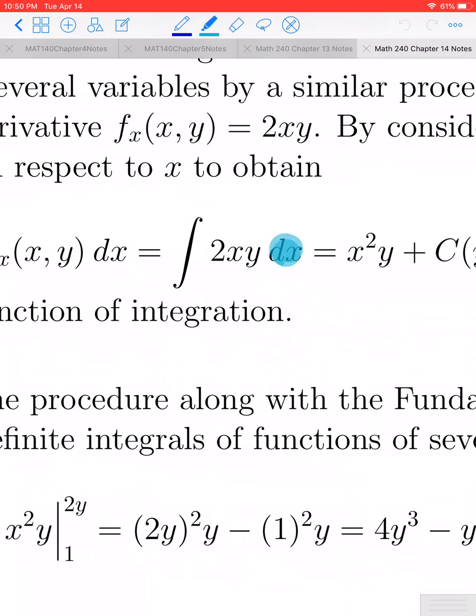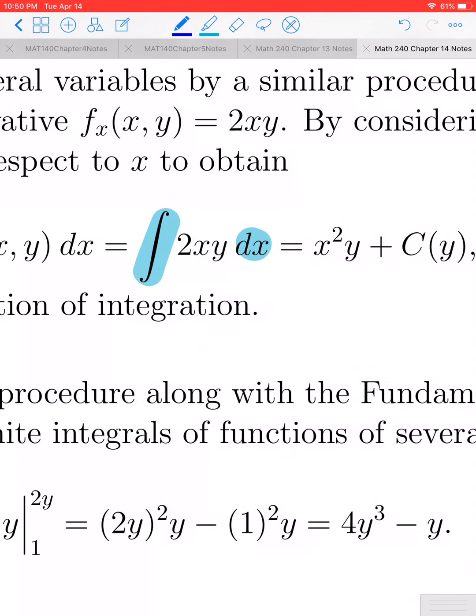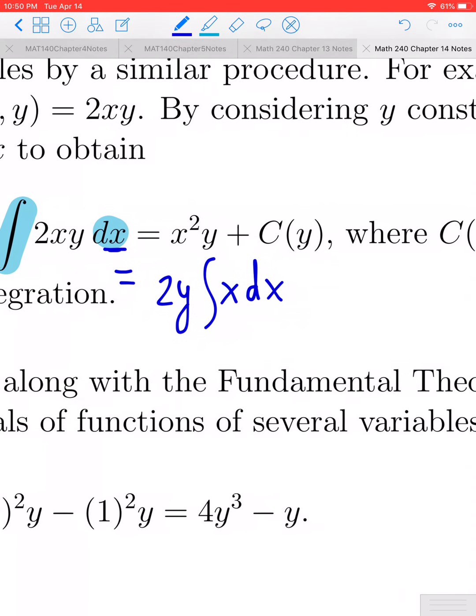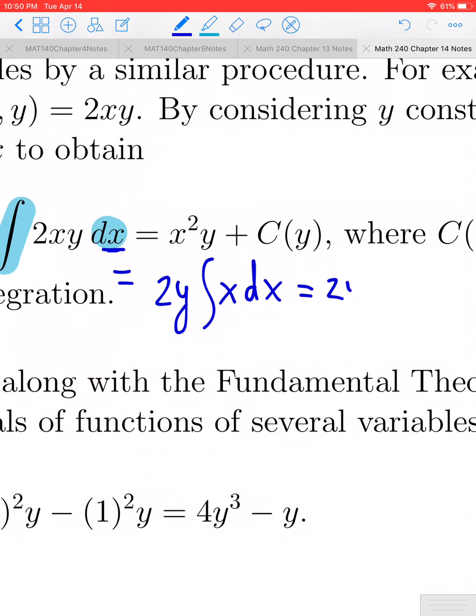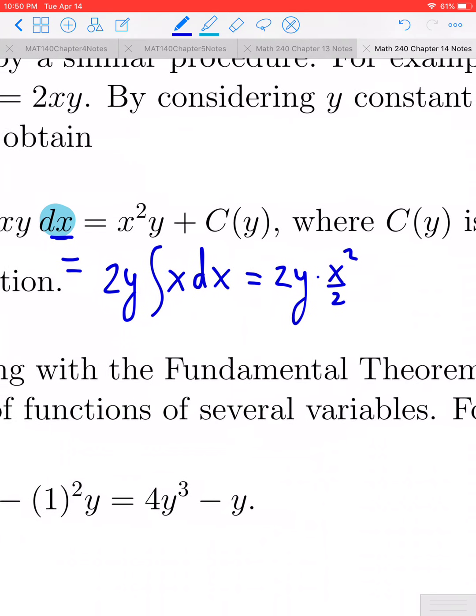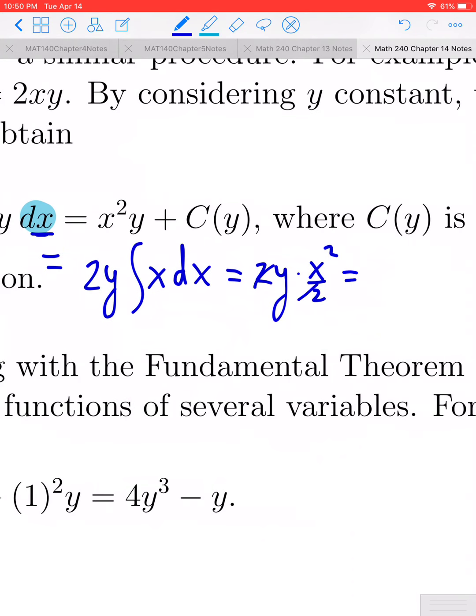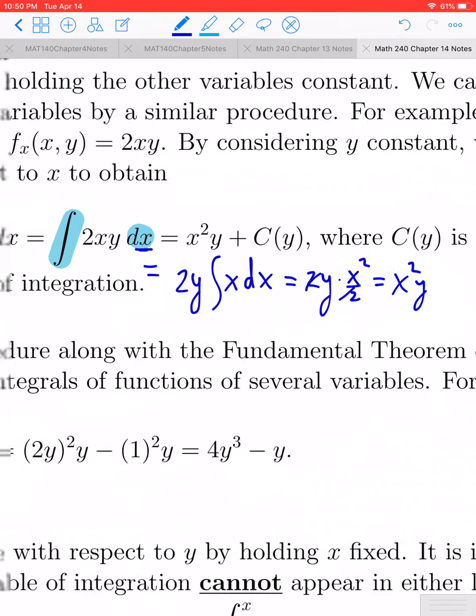And this is where the dx becomes very important. This integration that we're doing is with respect to the x variable, which means that we can think of the y term as being constant. So this would be equal to, I can factor out not only the 2, but also the y from the integral, because with respect to the x variable, those things would be considered constant. So we get 2y times the antiderivative of x dx. Well, we know that the antiderivative of x is x squared over 2 from the general power rule. The 2's would cancel, and we would get x squared y.